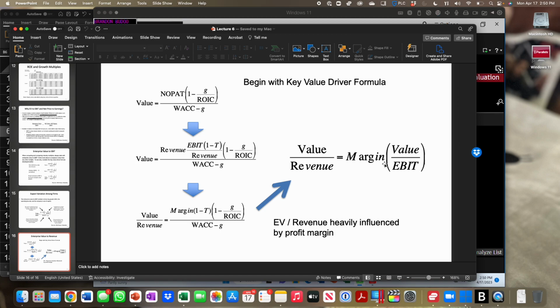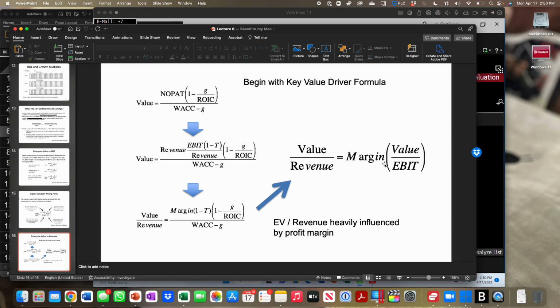Okay? Because here's the simple idea. How much am I worth when I sell my next dollar? The reason why people will pay for more sales is because I make more on that sale. So generally, higher EV to revenues are indicative of higher margins. Okay?